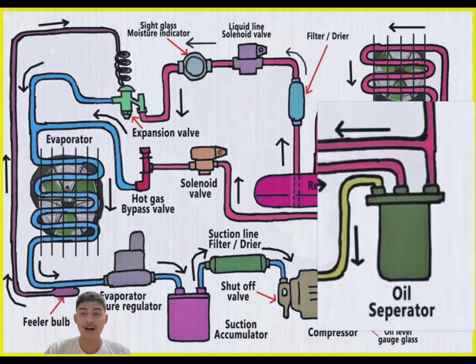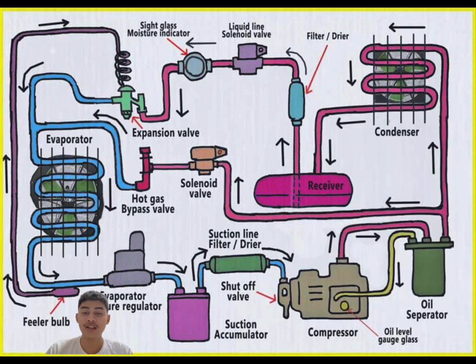And then we have the oil separator. The function of the oil separator is to remove oil from the refrigerant vapor coming out of the compressor. Next, we have the condenser. The function of the condenser is to condense high-pressure vapor into high-pressure liquid by rejecting heat to the surroundings, usually air or water. So the condenser can be located after the oil separator.